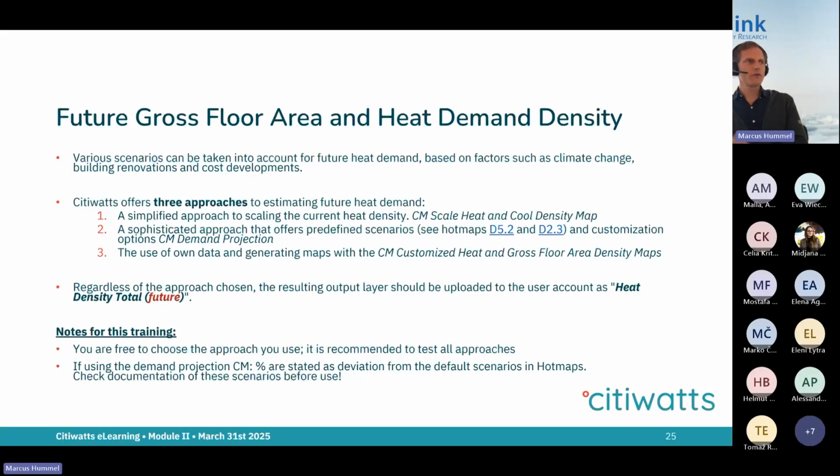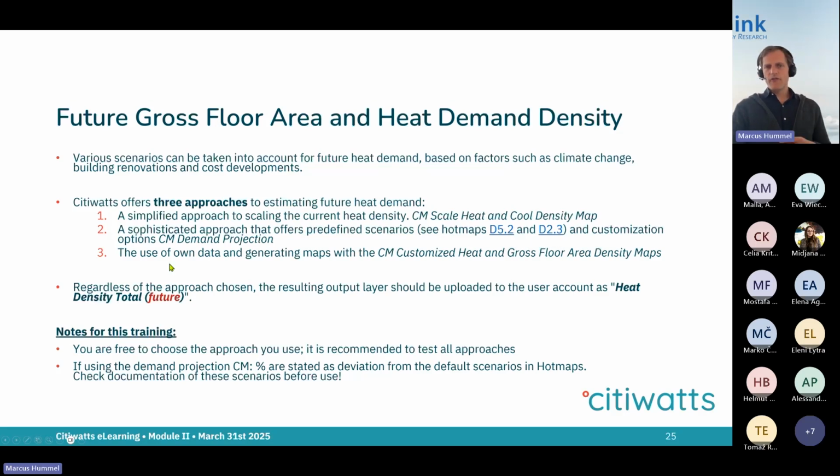Then how do you go into the future? Of course, heat demand and gross floor areas might change. Again, here we have three options to offer in the platform. First of all, a simplified approach. So it's basically the same approach as I showed for the current situation, approach number 2. So what you can do is you can simply take the heat demand and gross floor area density maps and scale them according to what is your expectation of how demand evolves. So that's the first one and the most simple one.